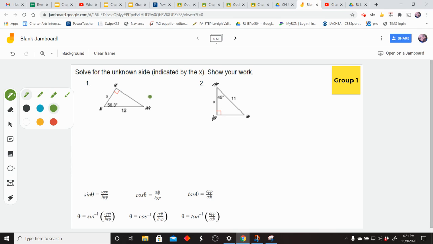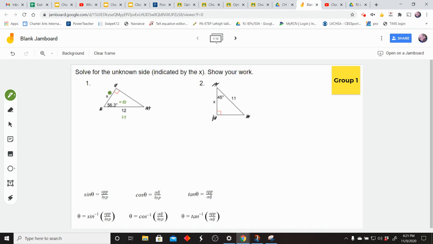So this is a right triangle. 12, this is the longest side of the right triangle, so this is definitely our hypotenuse. That one is h. So which side is O and which side is A? Well, in this case, we're going to work with this angle, the one that says 56.3 degrees. So that's theta.